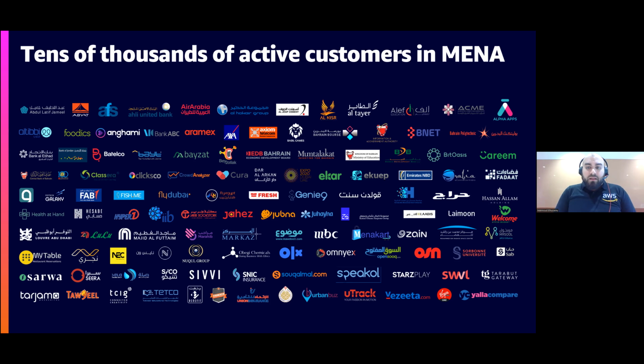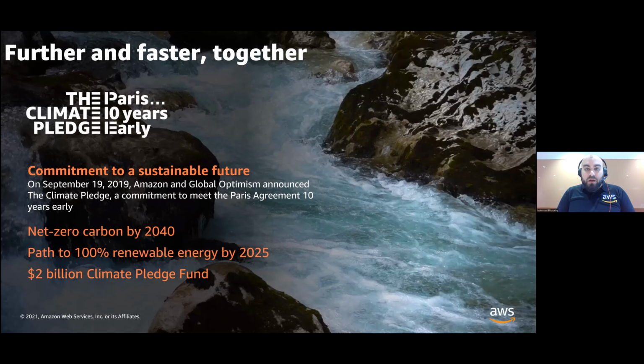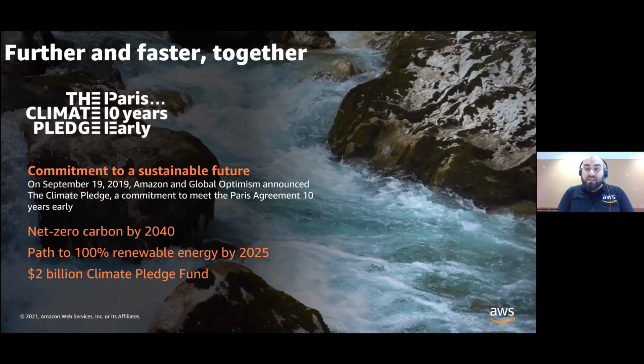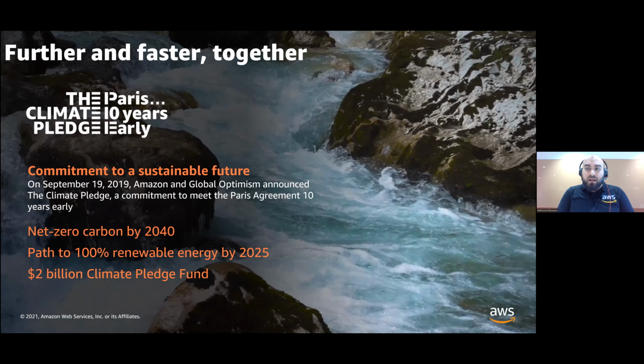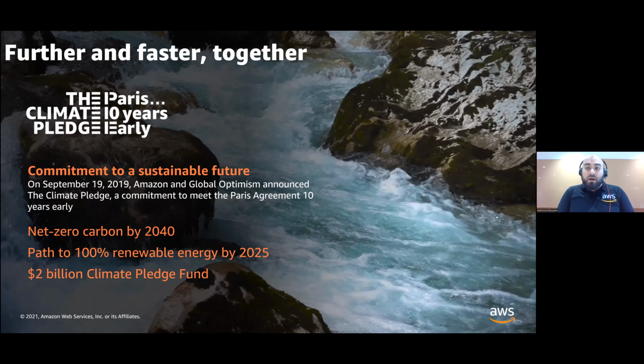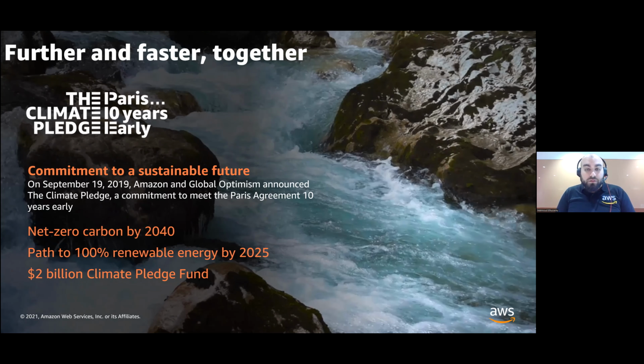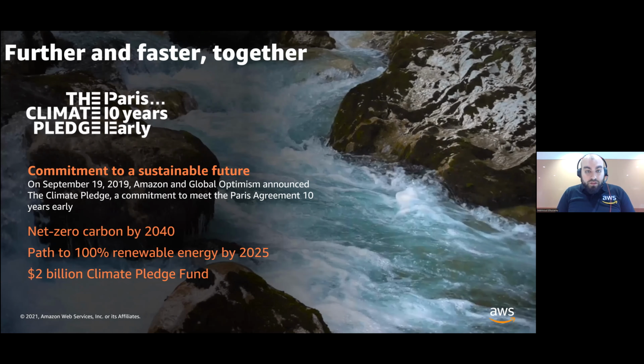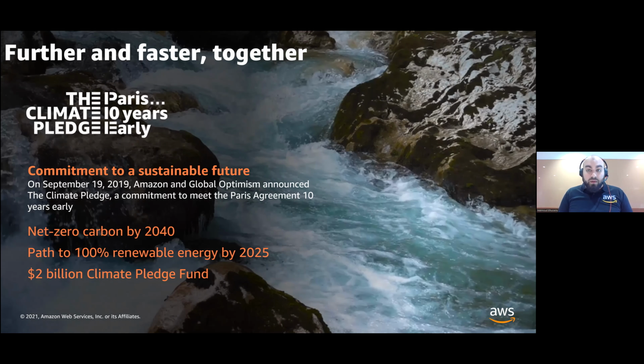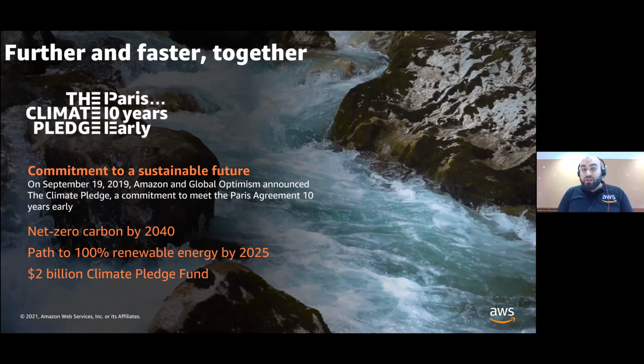Now, making the theme and moving a little bit to the climate. In 2019, we co-founded the Climate Pledge, which is basically a commitment that we are making to be net zero carbon across all of our businesses by 2040. And this is not just AWS, this is Amazon globally. If we are able to reach this goal by 2040, that will be 10 years ahead of the Paris Agreement.